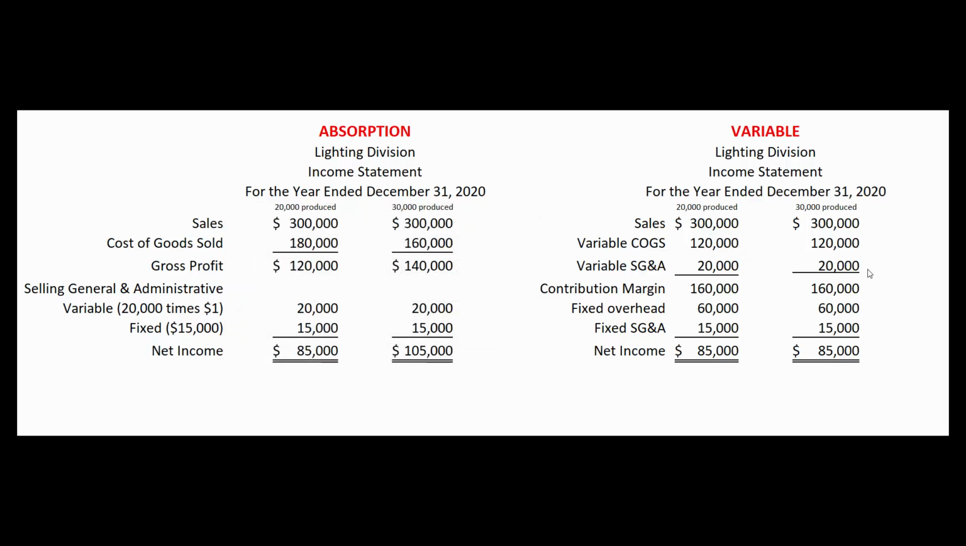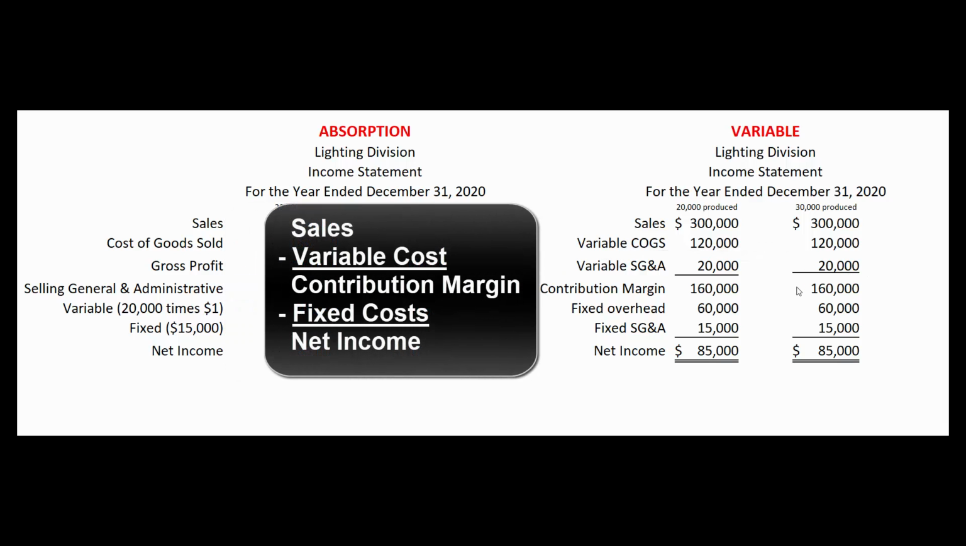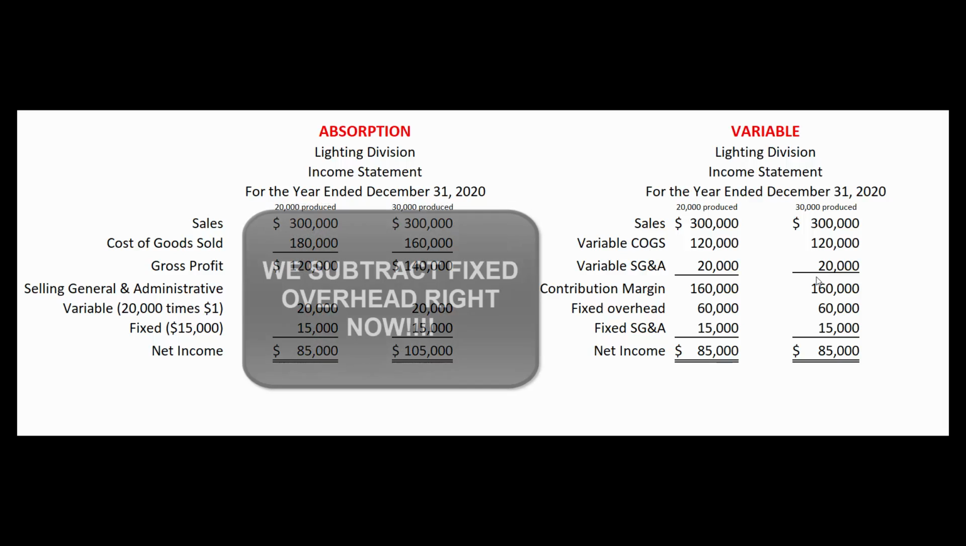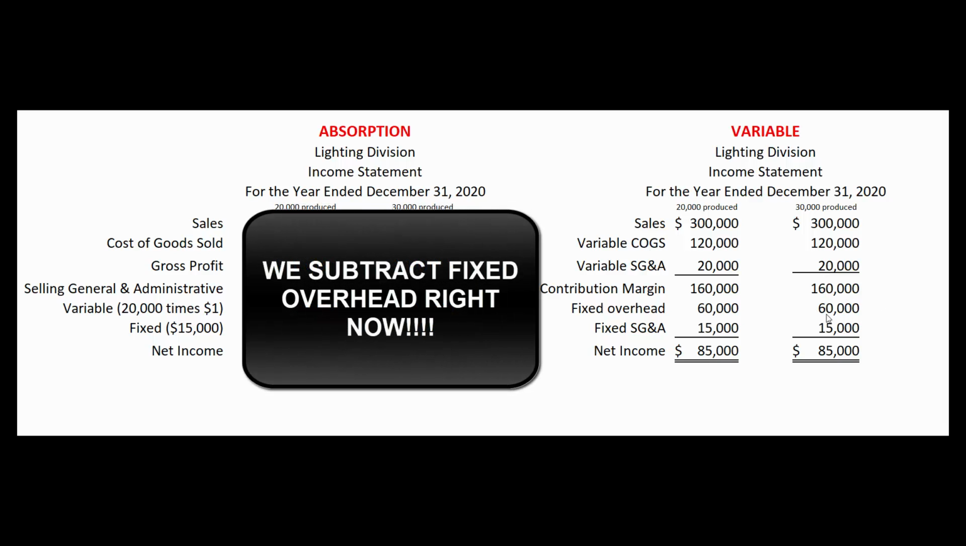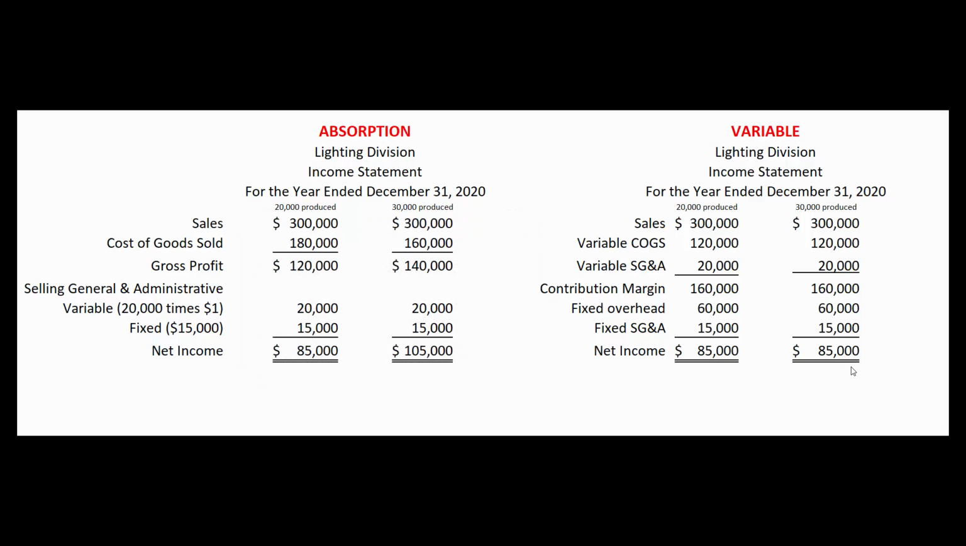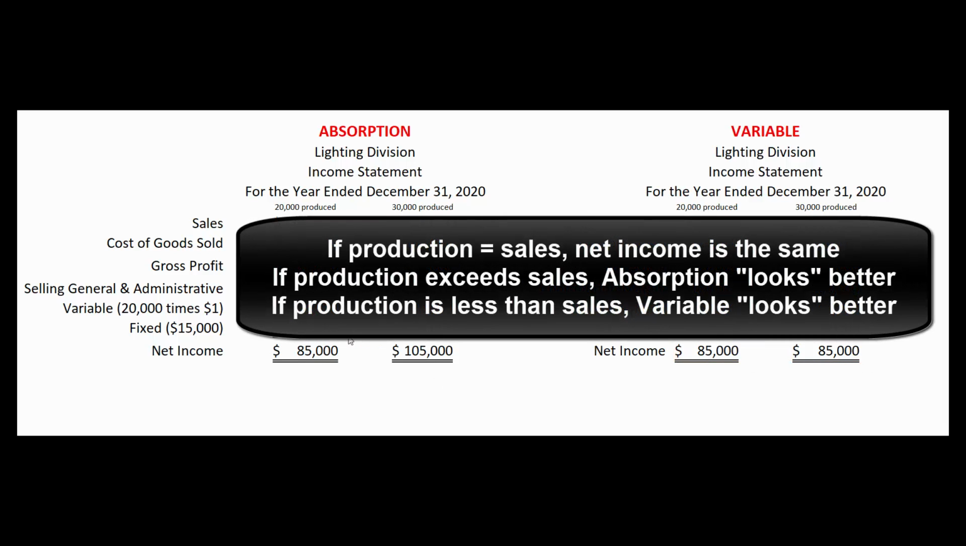We subtract the variable selling and general and administrative expenses, so that gives us our contribution margin of 160. That's the same, minus the fixed overhead of 60,000, minus the $15,000 of fixed SG&A, and we're at 85,000, which makes sense. If we sold 20,000 units, we should have the same net income. We shouldn't reward ourselves because some inventory is hiding our fixed overhead costs for us. And so what's going to happen is that if the production and the sales are the same, then the net income under both methods is the same.